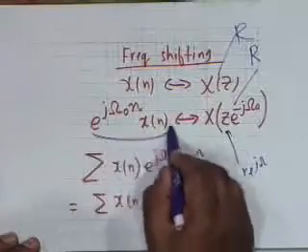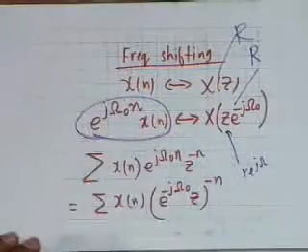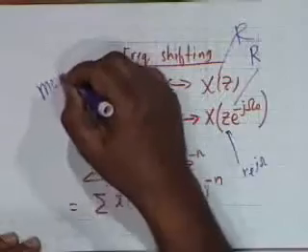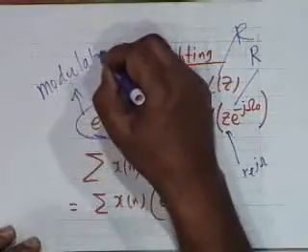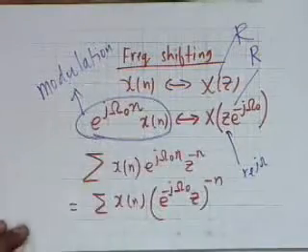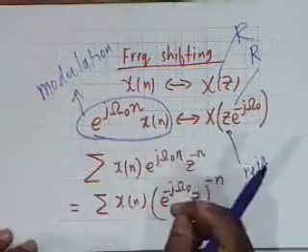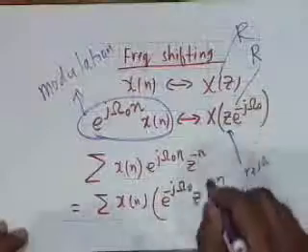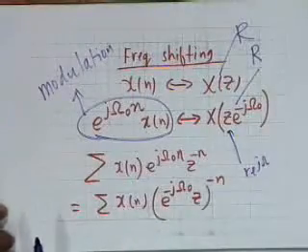Multiplying by a complex exponential is called the process of modulation, and therefore x of n is being modulated by the complex exponential. Actually, one doesn't multiply by a complex exponential, one multiplies by cosine or sine, which is a sum of two exponentials. And what happens in the Z transform is a simple rotation.